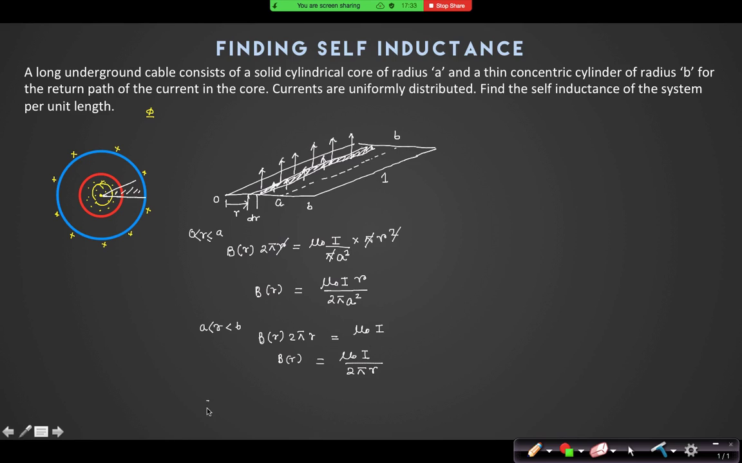Now can I find the total flux, which is equal to B into area? Area is dr into 1. So is it mu naught I by 2 pi, times the integral of r by a square dr, r from 0 to a, plus the integral of dr by r from a to b? Can I say that?